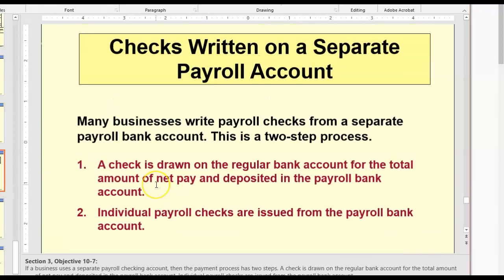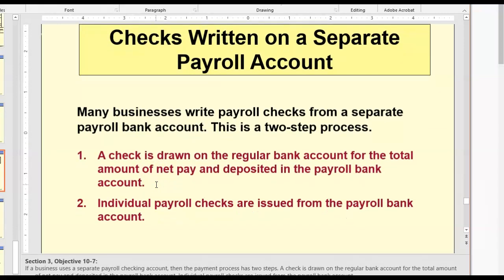Some people have a separate payroll account, which is a good idea. So let's go through the cash again. When you're setting up your chart of accounts, you don't just have a cash account. You have a cash account, you have a petty cash account, and now they're suggesting you have a payroll cash account. So sometimes you'll have two, three, or four different types of cash accounts. And that's important to know when you're setting up a company, that you're going to have more than one.